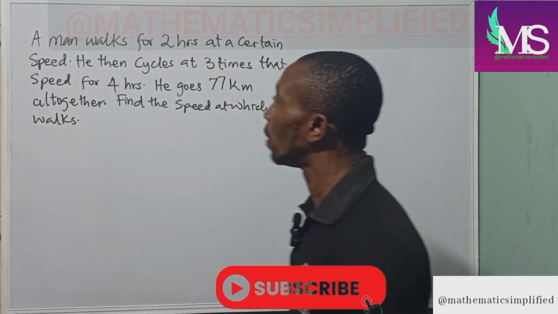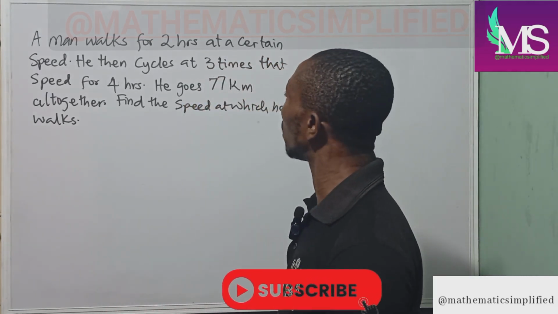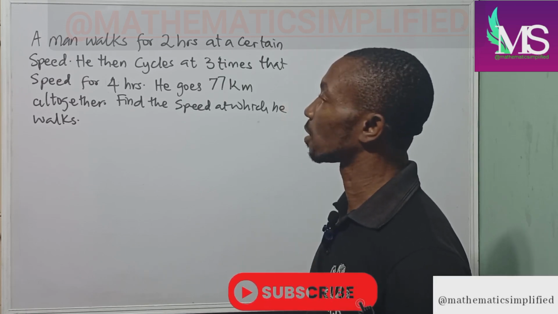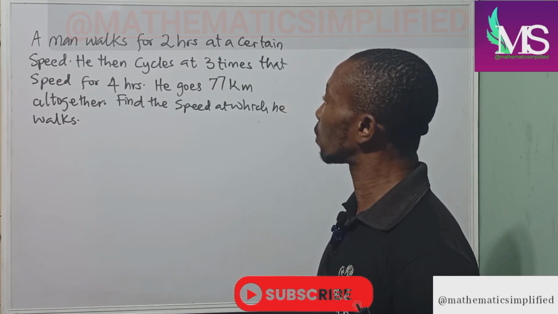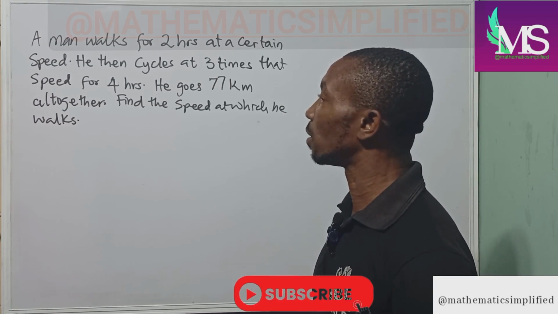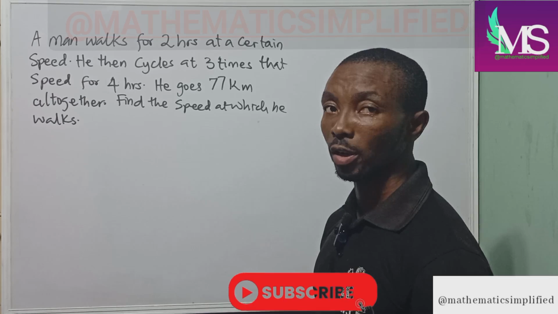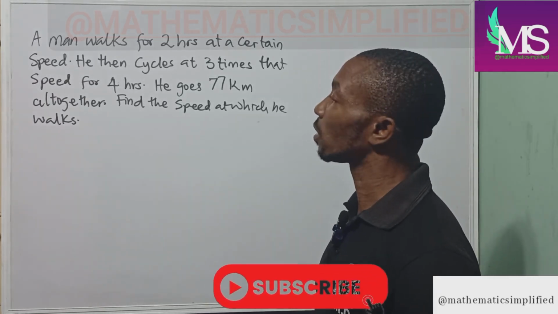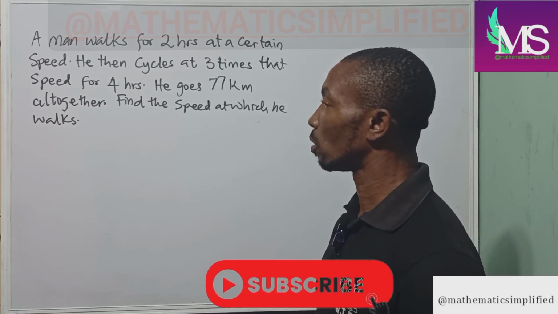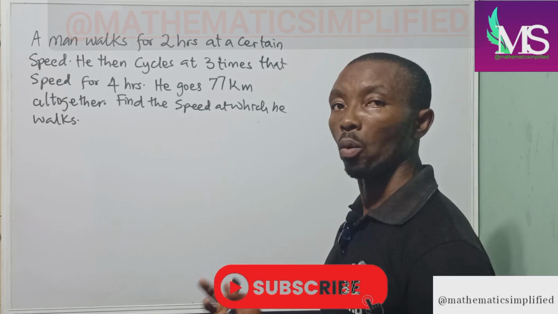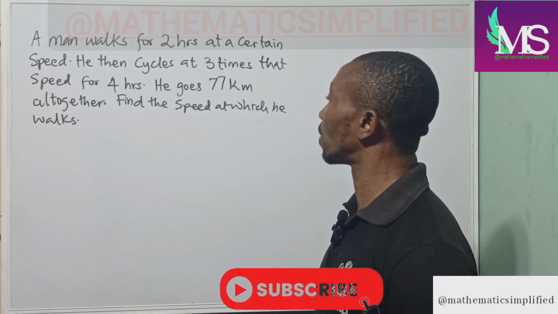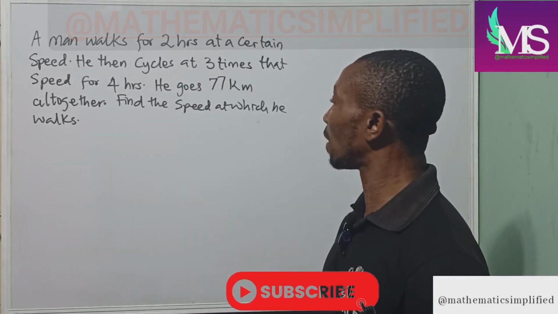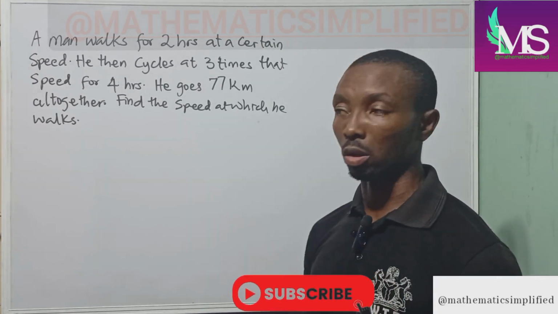Our first example is a man walks for 2 hours at a certain speed. He then cycles at 3 times the speed, which is his walking speed, for 4 hours. He goes 77 kilometers altogether. So both for cycling and walking, he goes a total of 77 kilometers. Find the speed at which he walks.